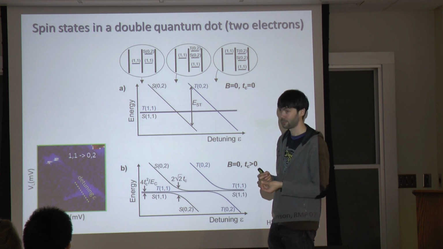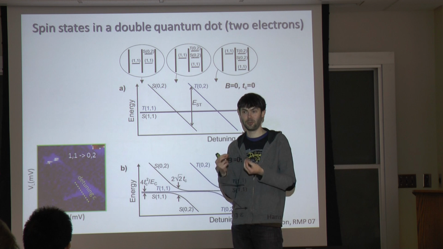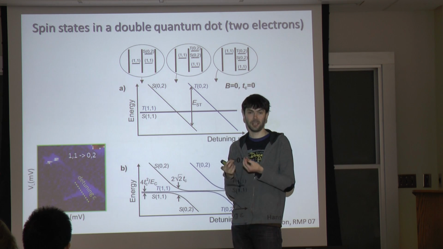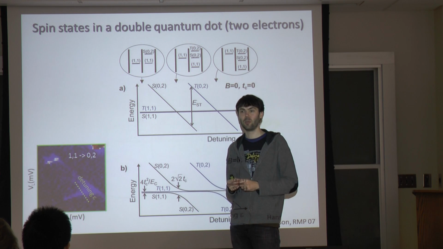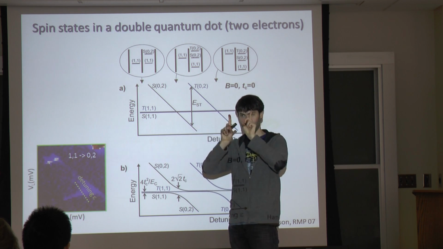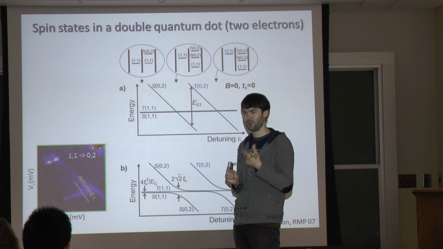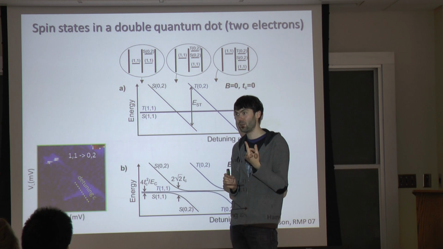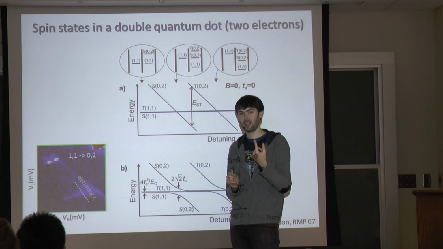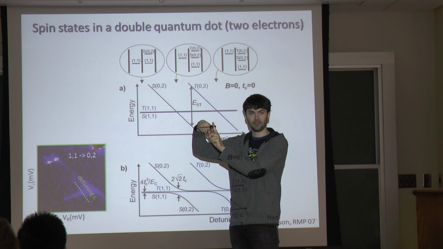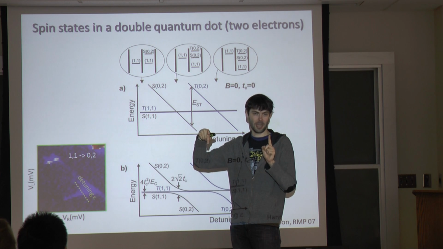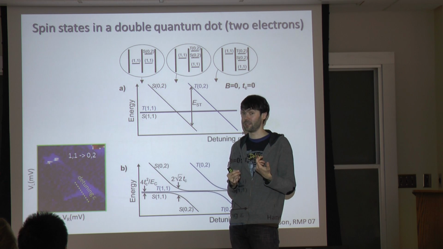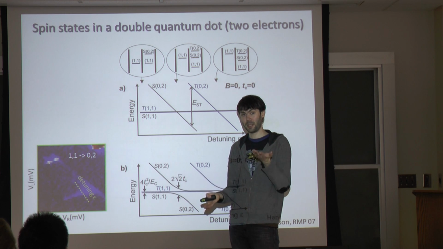So first of all, let's think about spin states of 2 electrons once again. They can be a singlet state, spin up and down like that. They can be triplet states. 3 triplet states, 1 singlet state. But now we can have a singlet state with 2 electrons on the same dot, or we can have a singlet state with 2 electrons on 2 opposite dots. Those are 2 different states. In principle, they can have 2 different energies, depending on how we tune the chemical potentials in the 2 dots.